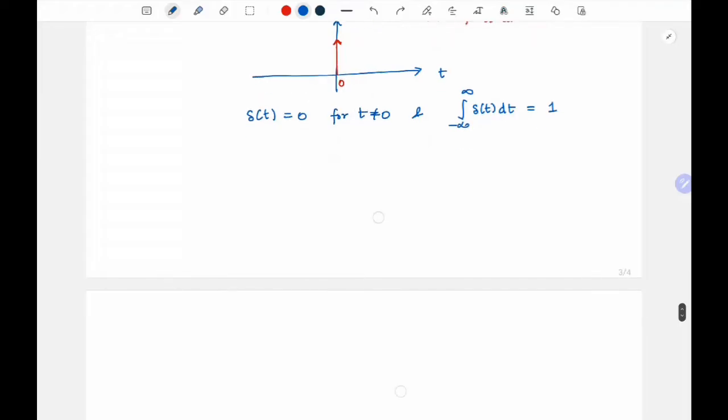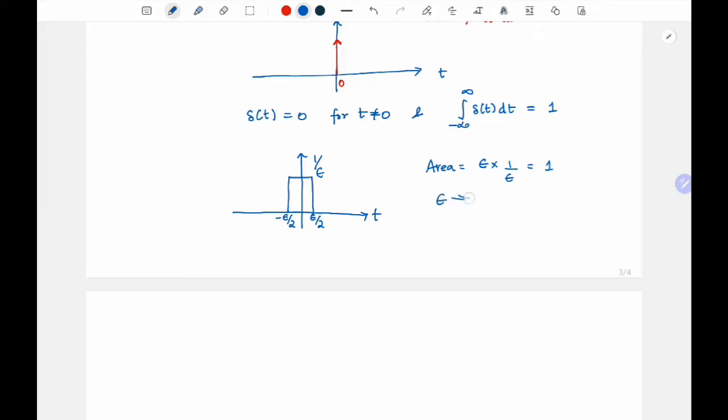So graphically, how do they picturize this? Let's say you have a rectangular waveform from time minus epsilon by 2 to epsilon by 2, and let its amplitude be 1 by epsilon. So what is the area under this rectangular pulse? It is base into height, which is epsilon into 1 by epsilon, which is nothing but 1.